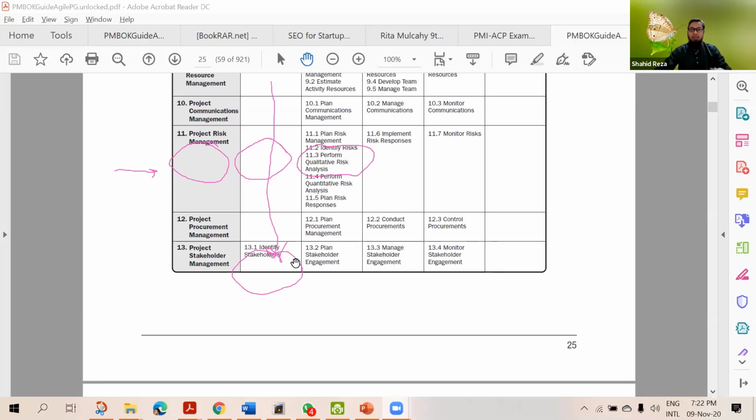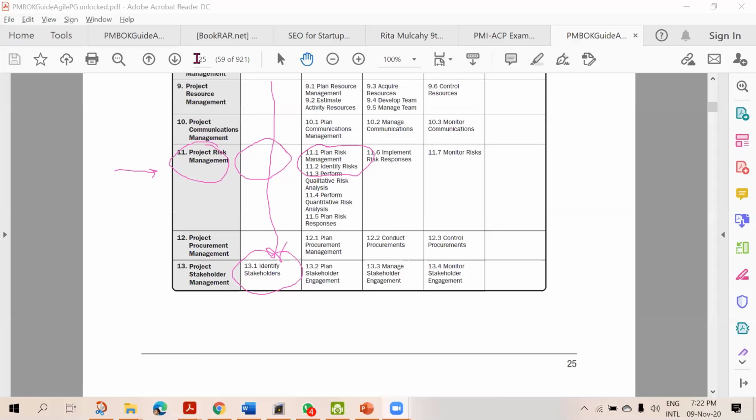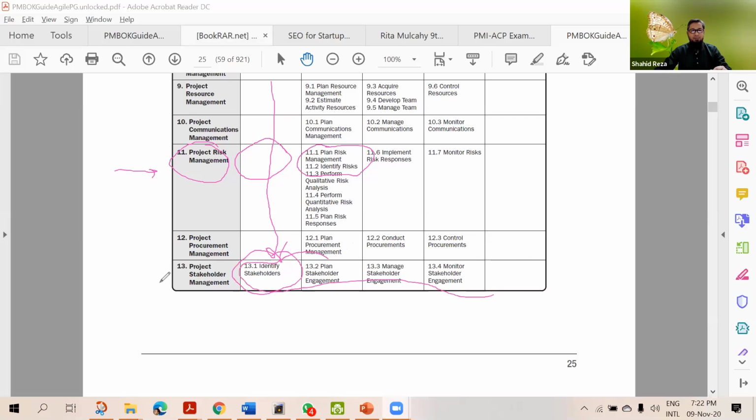After doing this, we will be able to start other processes. That's why I will teach you following this. After completing this, I will complete the whole stakeholder management chapter. In the next class, I will go to chapter number 10, project communication management. So in these two classes, I will not follow the chapter sequence of PMBOK. I will follow my style.